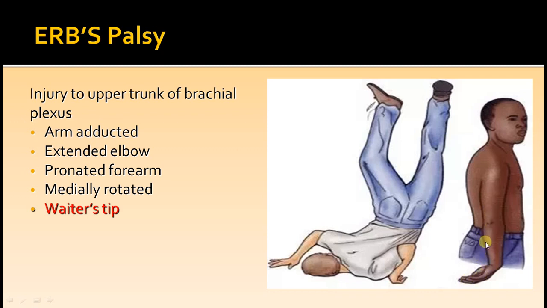Forearm is pronated, so there is no supination. Arm is adducted, no abduction, because the deltoid muscle is paralyzed. Axillary nerve, C5 and C6. And it assumes a waiter's tip or a policeman's tip. That means the waiter or a policeman, when he is actually prompting for a tip, so that is why it is called a waiter's tip or a policeman's tip. This is actually called Erb's paralysis or Erb's palsy. Palsy refers to weakness. Paralysis refers to total absence of nerve supply to the muscle. So that is Erb's paralysis.